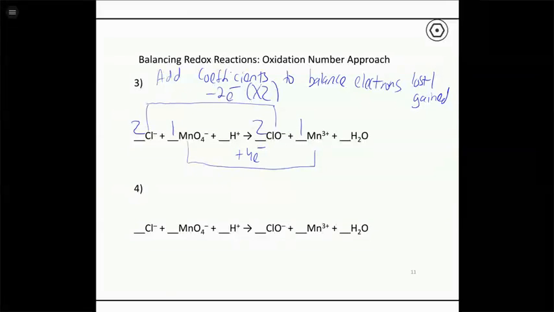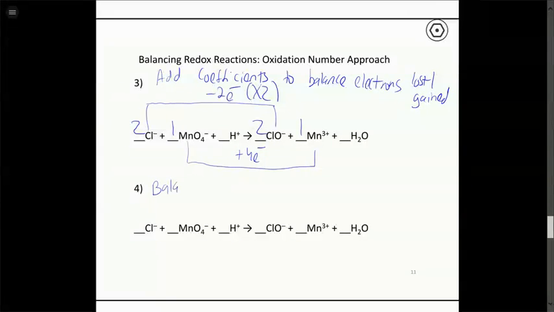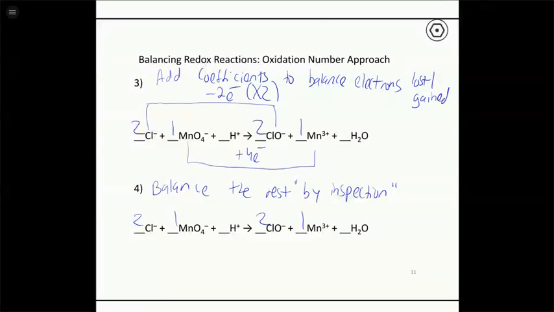But then the last step is to make sure everything else is balanced, and that we do by inspection, just by looking at what's left over. Okay, so we've already set these coefficients to 1, 2, 1, and now let's look at what we have left over. So we can balance hydrogen pretty easily. Well, let's balance oxygen first. Usually when you do this, we're going to balance oxygen first.